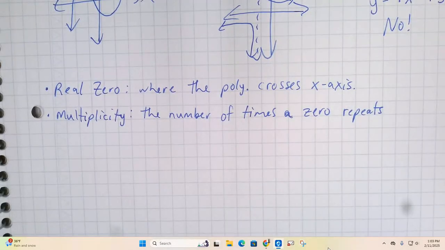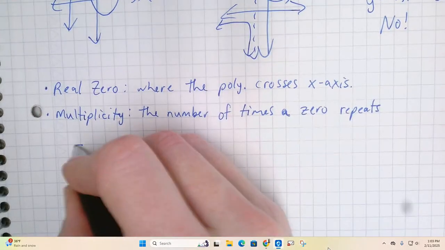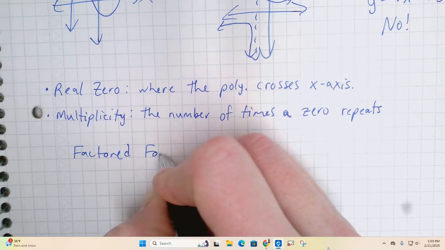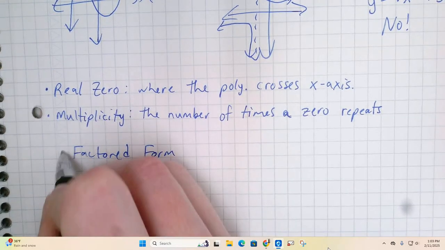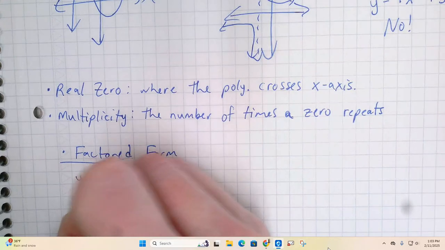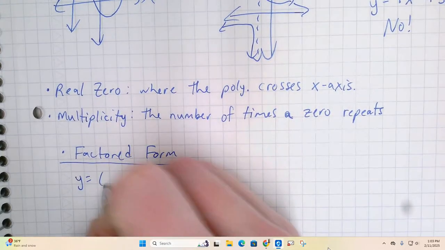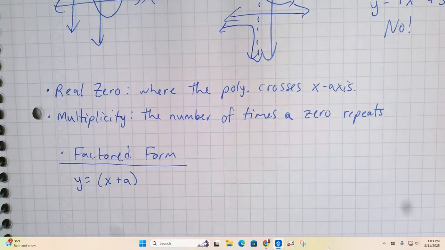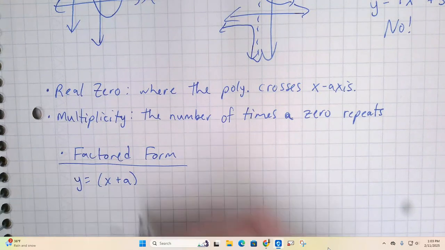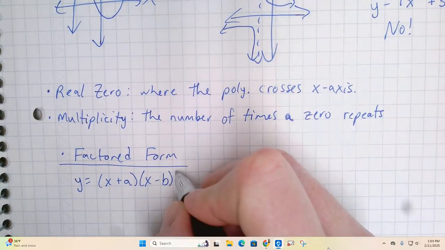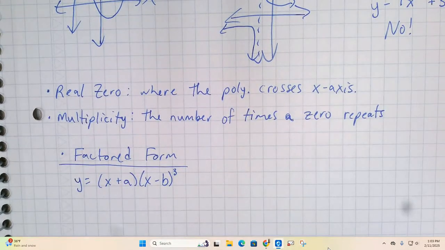Let's go on to a little bit more information. The factored form of these polynomials, without using actual numbers, let's say that we're just sticking with letters because they could be any numbers, would be something like y equals x plus a as a quantity, so I'll put it in parentheses, times x minus b raised to some exponent. I'll say to the third power on this one.